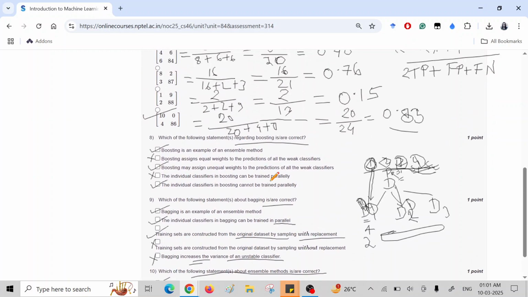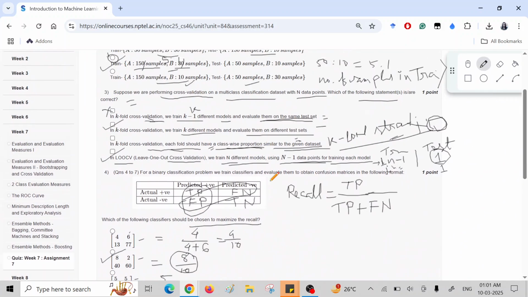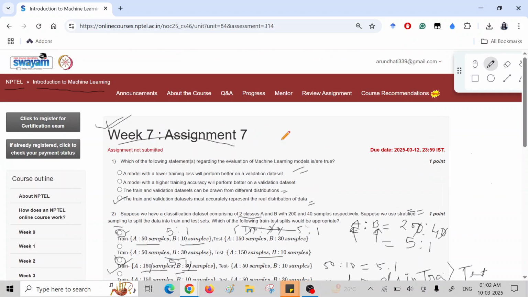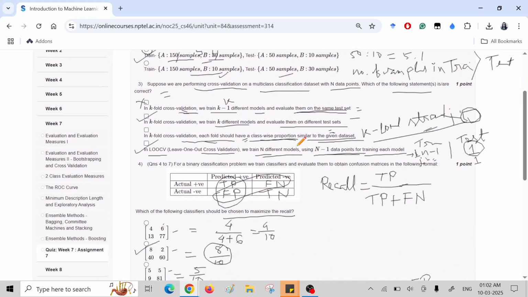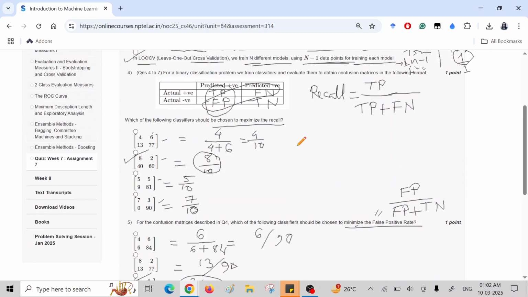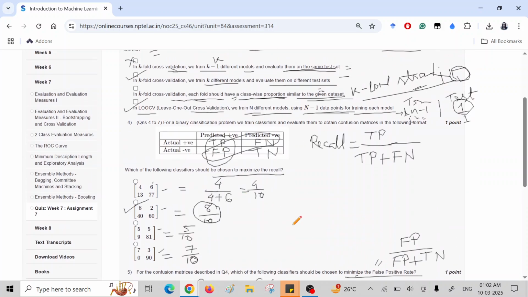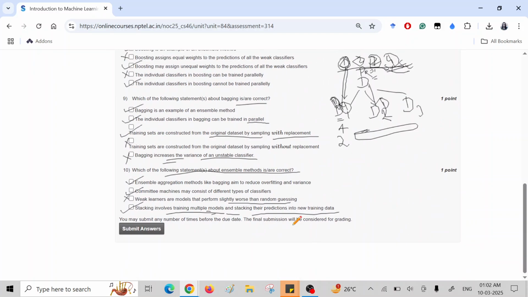So these are the answers for assignment 7, week 7 of Introduction to Machine Learning, and all these questions are related to the different ensemble techniques, and mostly on how we can measure the performance of the different machine learning models.